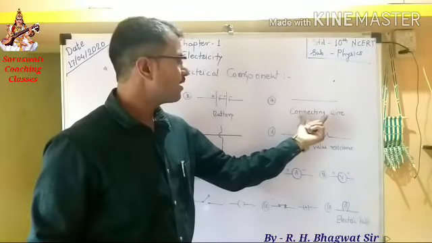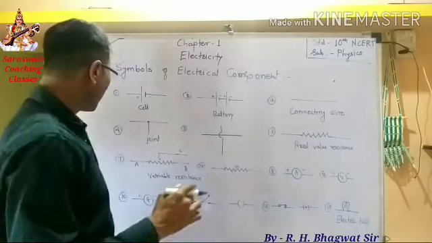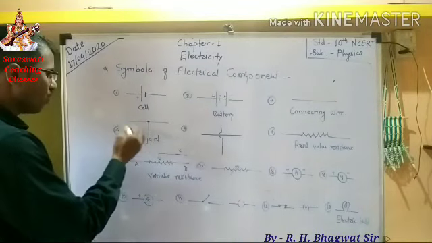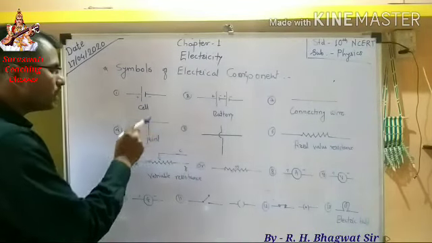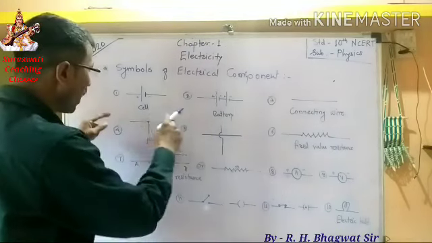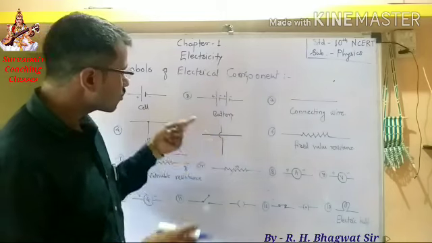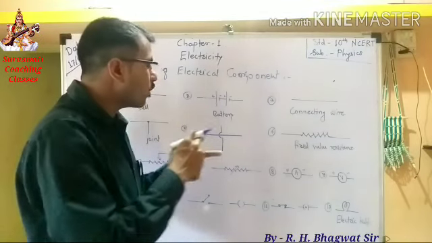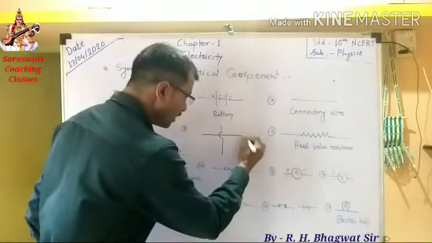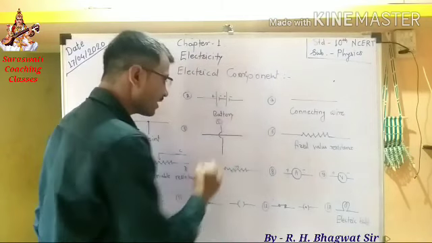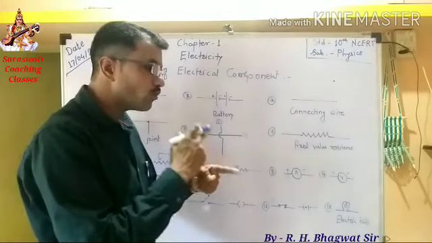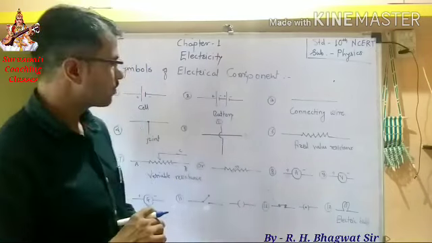Now, the third symbol is used for a conducting wire. The straight line is used for the conducting wire. The next, fourth symbol is used to indicate the joint of the wires. Now, the fifth symbol indicates two crossing wires without joining with each other. Here is the first wire and this one is the second wire.